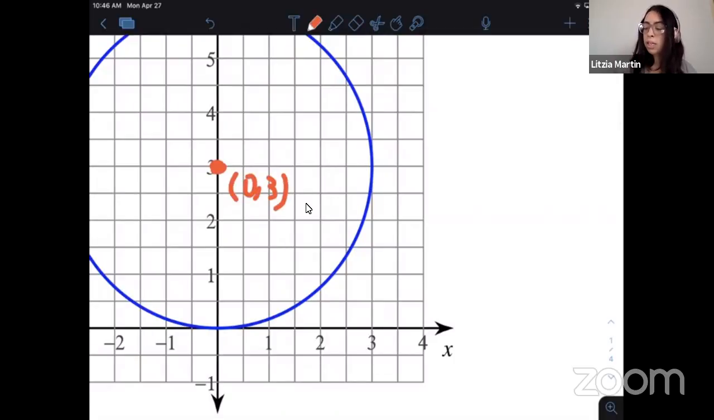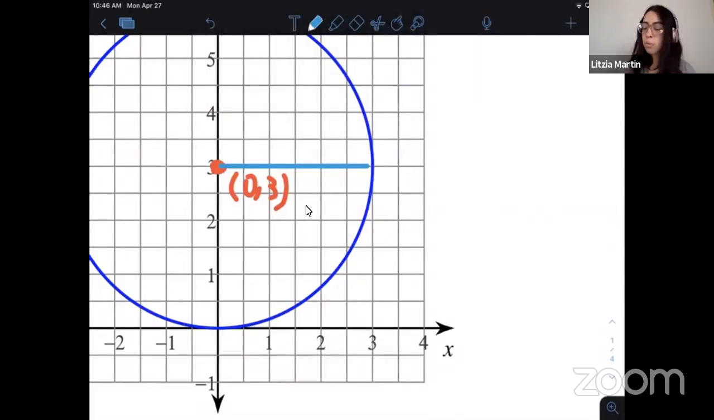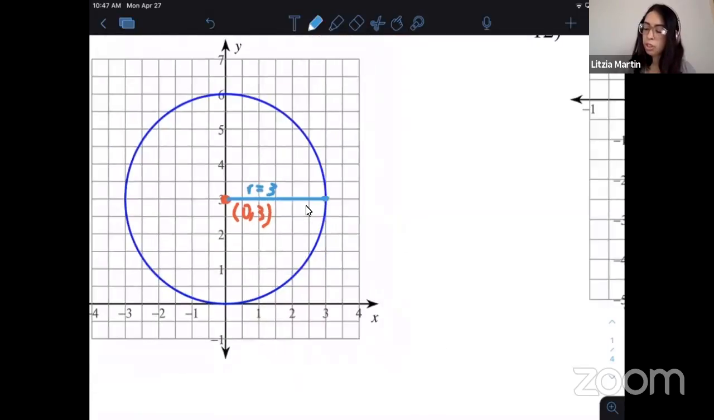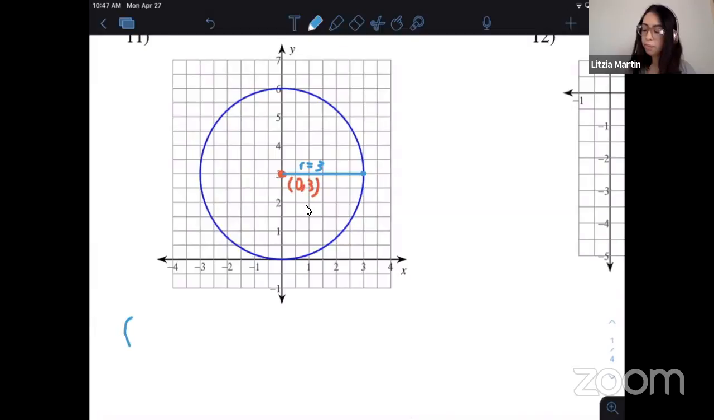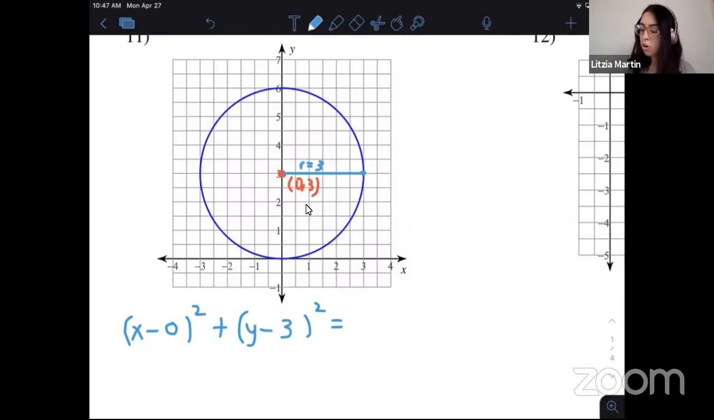And then the radius is the measurement from that center point to just any point on the circle. And that is going to measure 3. So that's our radius. And now we're just going to plug it into the standard form. So we have x, y, and then our r is squared. So the x coordinate is 0, so this is going to be x minus 0. The y coordinate is 3, so it's y minus 3. And r is 3, so we have 3 squared.